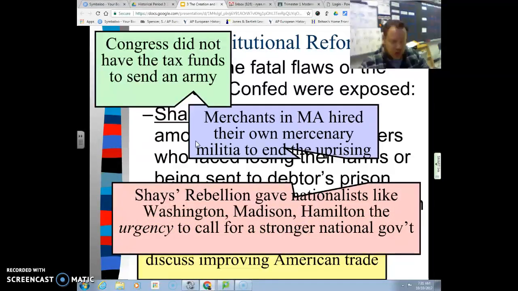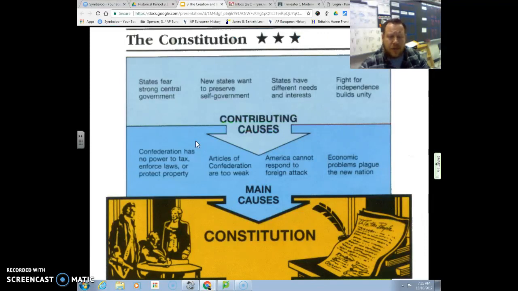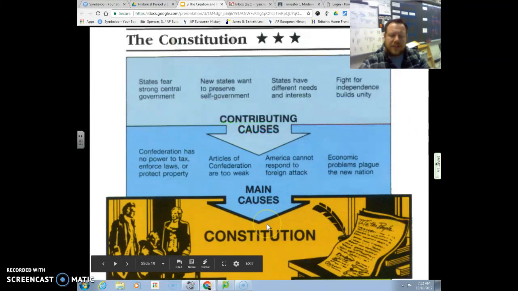People said there was an urgency for a strong national government to actually fix these problems, versus what we had been doing. So you kind of see what happens here, right? The Constitution comes out of a lot of fear, right? Fear of central government, and new states want to make sure they keep their government. States have different needs and interests, and you have these united 13 states, right? Well, we have problems then. We have a weak Articles of Confederation. We can't respond to a foreign attack. We can't handle economic problems. We have no power to protect property or do anything. And that's going to lead us to revise the Articles and make a new document called the Constitution.